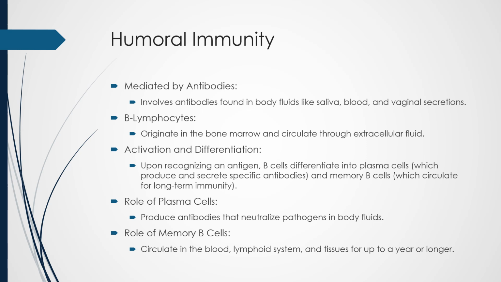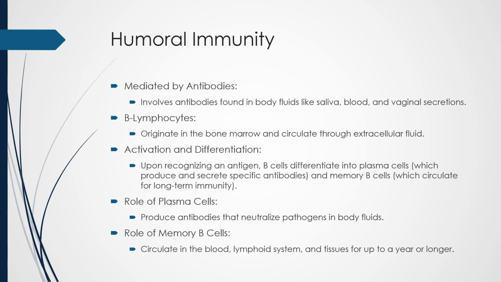The role of plasma cells is to produce antibodies that neutralize pathogens in body fluids. The role of memory B cells is to circulate in the blood, lymphoid system, and tissues for up to a year or longer. They ensure a faster and stronger immune response during subsequent exposure to the same antigen. Humoral immunity is specifically effective against free-floating pathogens like bacteria and is key in the body's defenses against bacterial infections. It is faster than cell-mediated immunity and is often involved in resisting acute bacterial infections.